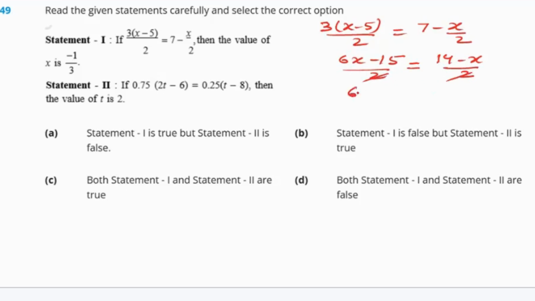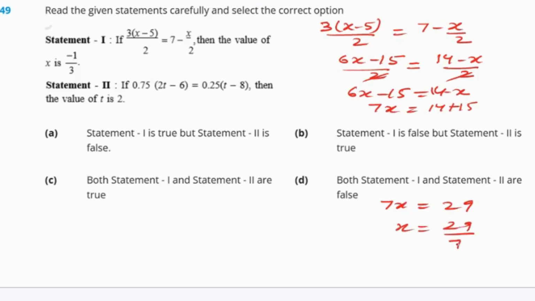Okay, what we are getting? 6x minus 15 is equal to 14 minus x. So here 6x plus x is 7x and 14 plus 15 is what? 29. Okay, so we are getting 7x is equal to 29. So the x value is equal to 29 by 7, which is not equal to minus 1 by 3. So statement 1 is false. Okay, statement 2.